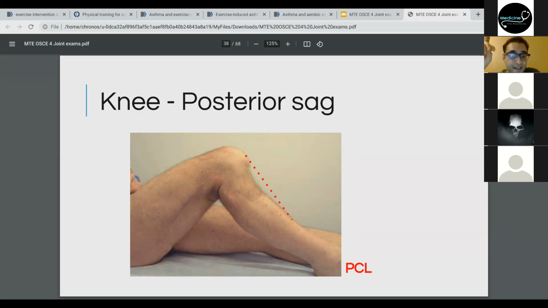Whereas if they have an ACL tear and they bend their knee, there's a lot of other things that will stop the tibia from translating anteriorly rather than posteriorly. So it'll look normal when you just bend the knee, and there's nothing stopping you from doing the posterior draw then. Does that make sense before I move on?